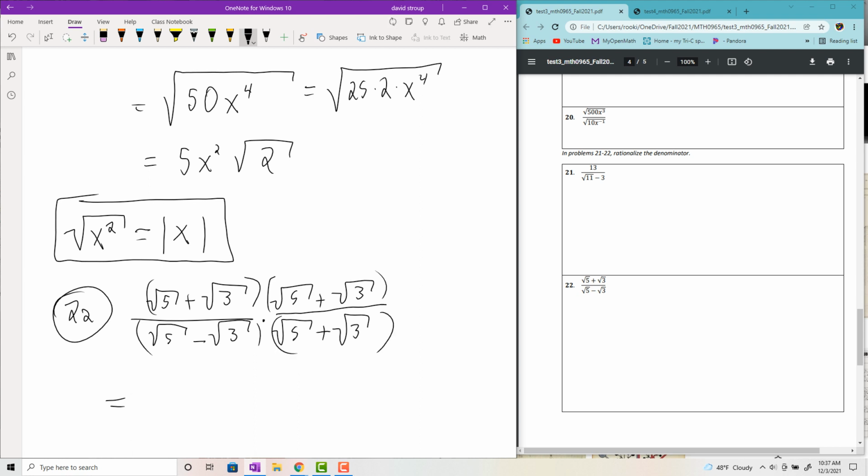Okay, in the numerator, the first, root 5 times root 5 is root 25. The outer, plus root 5 times root 3 is root 15. The inner, root 3 times root 5 is root 15.